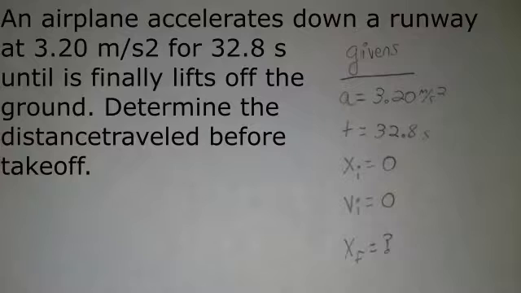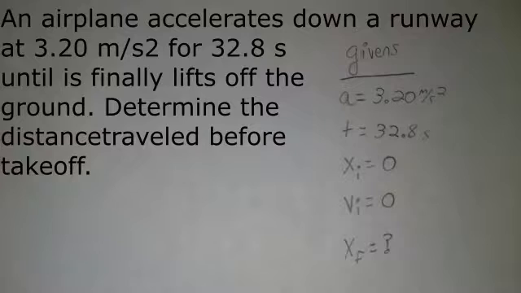Since it's an airplane on a runway, we assume it's going to start on the ground at the starting point, because it wants to know how far it goes until it takes off. So the initial position we're going to mark as 0. And then since it's not moving initially, the initial velocity, which is basically its speed, we're just going to put as 0 too, because if you're not moving, you don't have any speed, you don't have velocity.